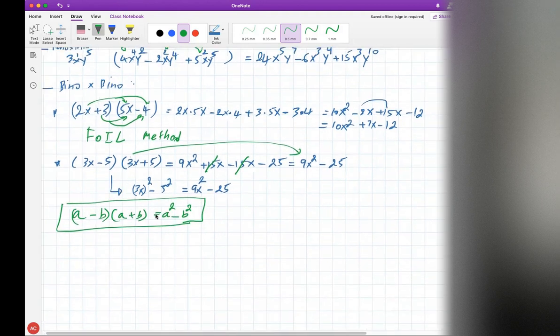Again, this is especially important, and it only works if you have a minus and a plus, with pretty much the same terms inside. The only thing that changes is the sign in between. So don't confuse this with, for example, (x minus 5) times (x minus 5). This is not going to cancel out. You will have something staying inside.